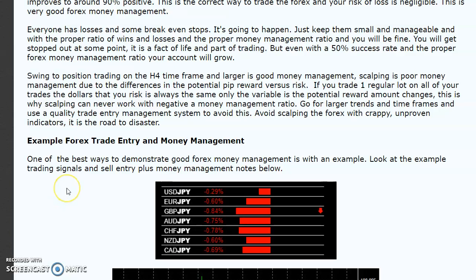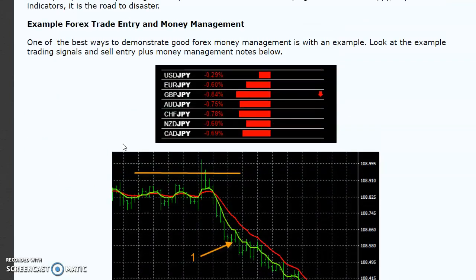One of the steps of good money management is to have a great trading system. So let's show you an example of how to manage your money using a great trading system. This is the Forex Early Warning trading system. And this is a snapshot of an example trade entry. In this case, you can see that the yen is very strong. This is a live signal, and this is called the Forex Heatmap.